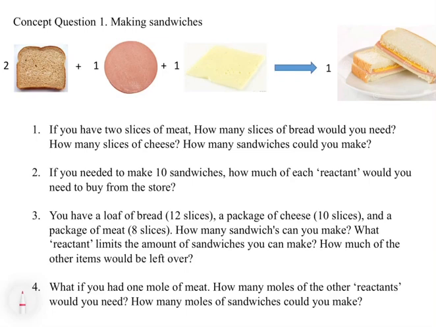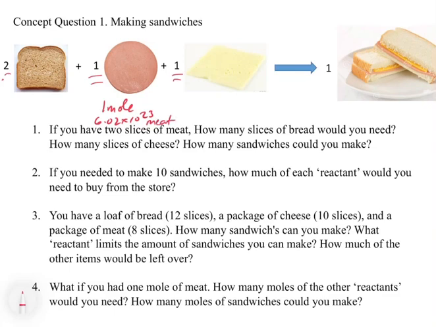Now the next part of this question is where we start to make the transition into chemistry. It says, what if you had 1 mole of meat? How many moles of the other reactants would you need? How many moles of sandwiches could you make? What this is getting at is that these coefficients apply to a number of things. So if we had 1 mole of meat, that would mean that we had 6.02 times 10 to the 23rd meats.